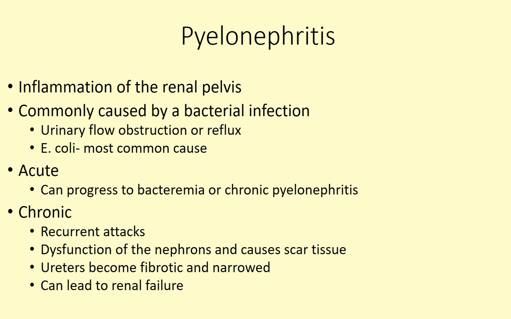The ureters become fibrotic and become narrowed, which is not very good because if you have listened to the other PowerPoint, we talked about the kidney stones, you want things to be as dilated as possible. Being narrowed is not allowing urine to flow as freely as it should. And again, this chronic pyelonephritis can actually lead to renal failure.